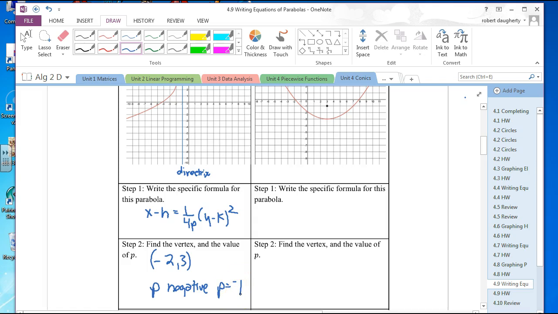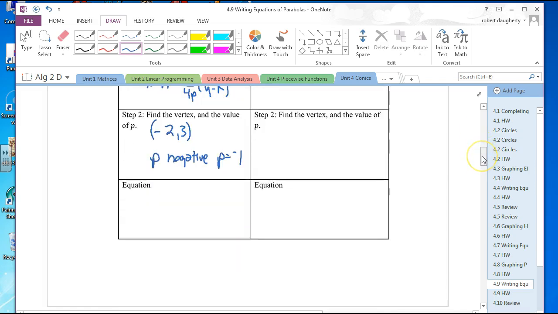Using that information, let's write the equation. What is the equation of this one? Yeah, x plus 2 equals 1 over 4 times -1 times what? Y what? Y minus 3 squared. So this is x plus 2 equals -1/4 times y minus 3 squared.